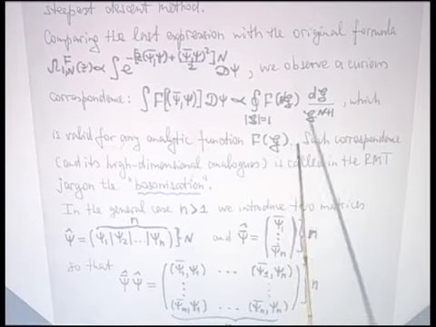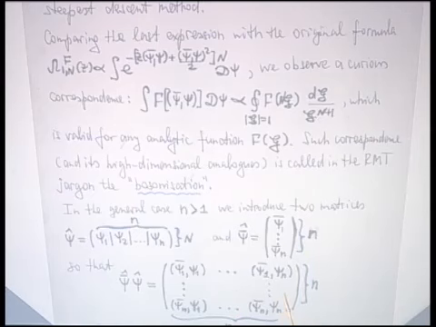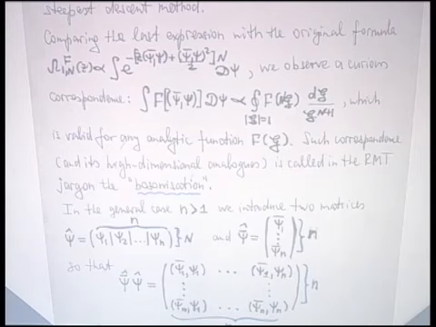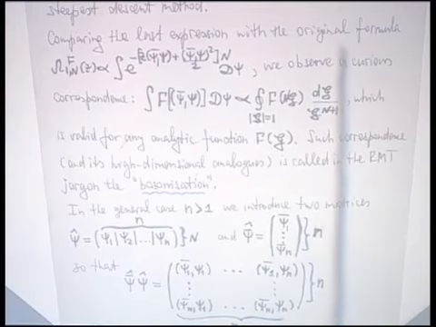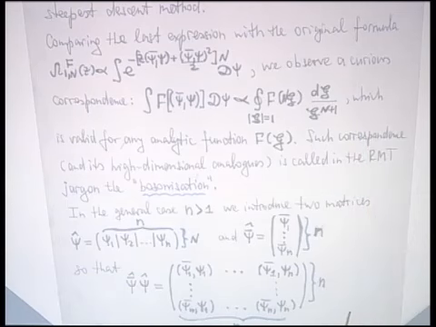It's valid for any analytic function f, and this correspondence and its high dimensional analogues in random matrix theory jargon is called bosonization, although I personally, we all have our own idiosyncrasies. Martin dislikes conjugation. I personally dislike this bosonization. I don't think it's very illuminating, although there are some reasons to call it that. But I use it because it seems to be the standard notion in the literature now.